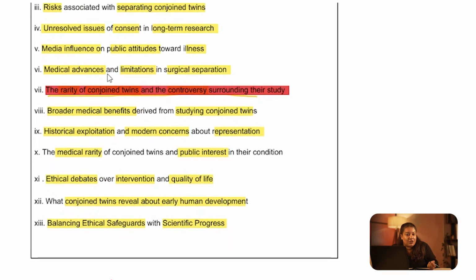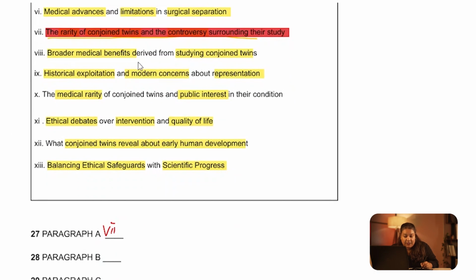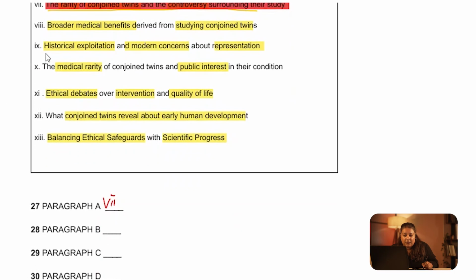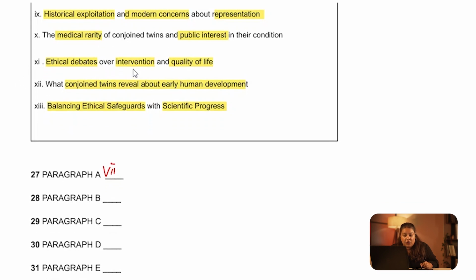Any limitations in surgical separation? Not really. Option 8, broader medical benefits. We do not have anything talking about medical benefits, so we'll eliminate that as well. And historical exploitation and modern concerns about representation. Nothing related to historical exploitation specifically. Medical rarity, public interest, not really. Ethical debates over intervention, quality of life, not given. Conjoined twins reveal about early human development. This word strikes, right? It did talk about early human development.